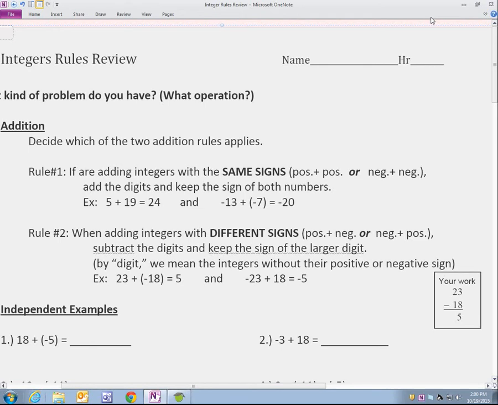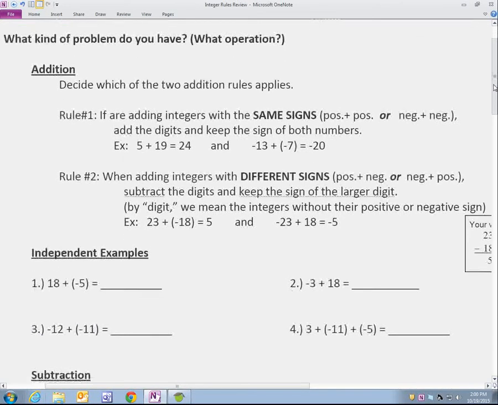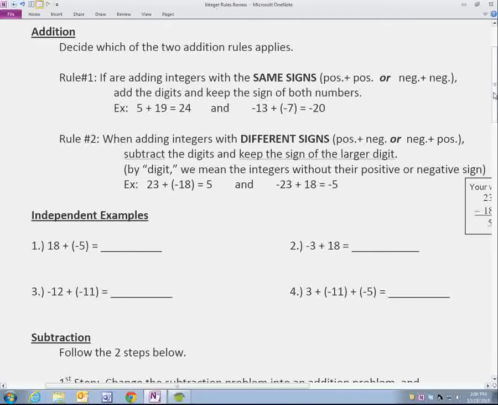make any silly mistakes. So as we reviewed a little bit last year, and then also at the beginning of the school year, integer rules. For addition, we decide which of these two rules applies.